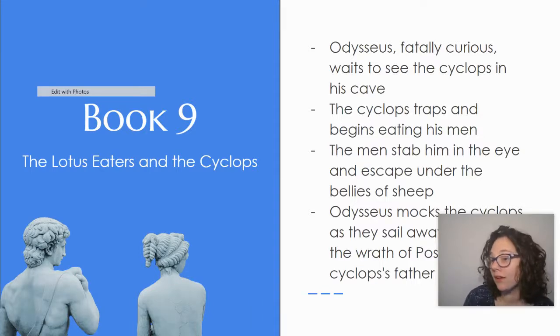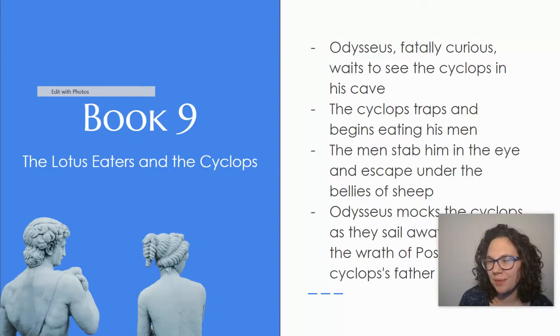Now, they sail to another island. This one is full of cyclopses. There's more than one. They're a whole race of giants who have one eye right in the middle, and they land on this island. They go into one of the caves of the Cyclops Polyphemus, and Odysseus, just purely out of curiosity, waits for the Cyclops. He wants to see what the Cyclops is about. So he's kind of got a chip on his shoulder. He wants to know what this big monster is about.